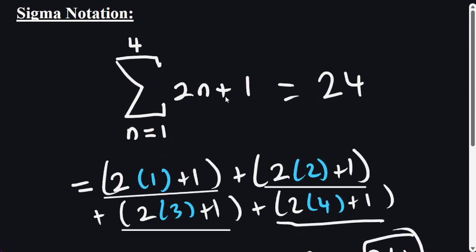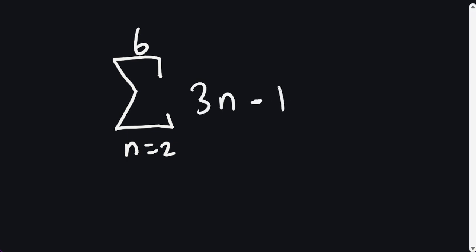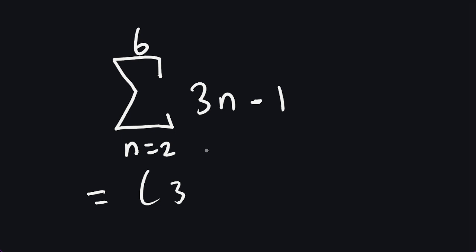So sigma notation is a way to express series and partial sums. And let's go through one more example. Let's say we have sigma starting at n equals 2 all the way to 6 of 3n minus 1. So let's evaluate this together. So over here, we're actually starting at n equals 2. So in our formula right here, 3n minus 1, we're going to start with 2. So 3 times 2 minus 1 is our first iteration, plus, and then the next number is 3. So 3 times 3 minus 1.